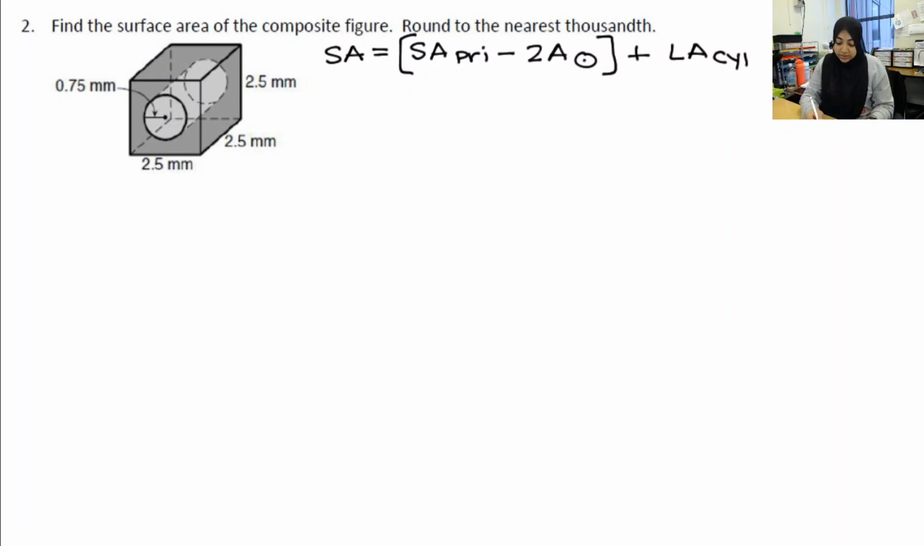So now I'm just going to substitute in my formulas. Surface area of a prism is perimeter of the base times the height plus 2 times the area of the base, minus 2 areas of the circle. So area of a circle is pi r squared, so 2 pi r squared. And I'm going to add on the lateral area of a cylinder, which is 2 pi r h.